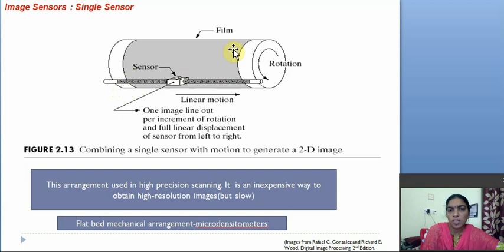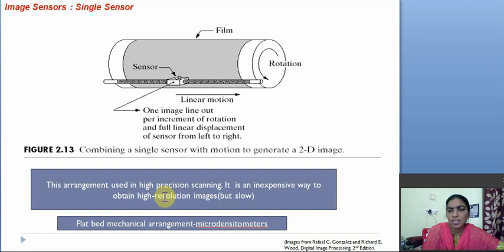Okay, so observe this one. This is moving this side and this is moving this side. So the whole information is placed on the film. It looks like a typewriter, a typing machine. And of course, this is the arrangement used in high precision scanning. So in scanning we may use this technique, high precision scanning.